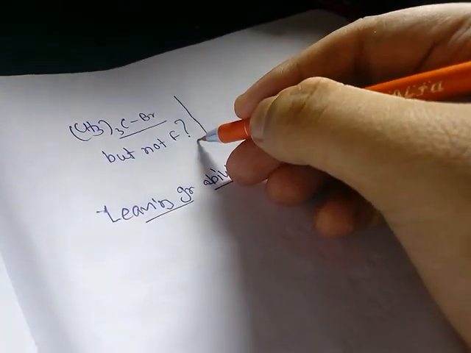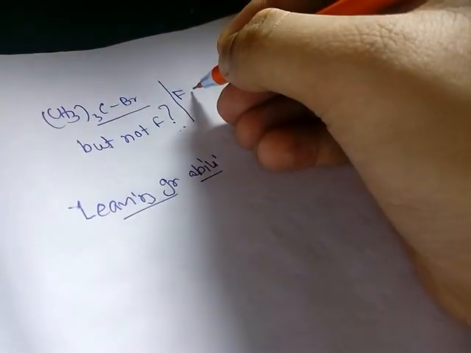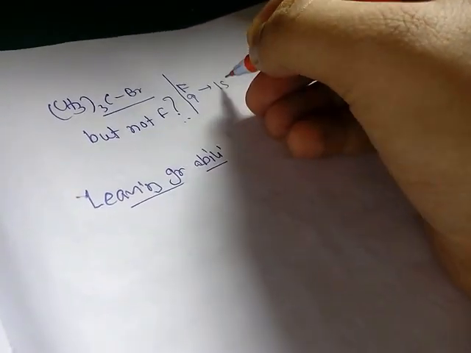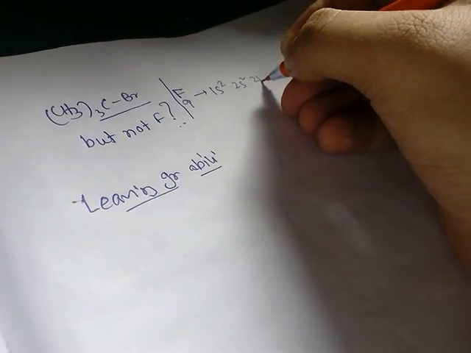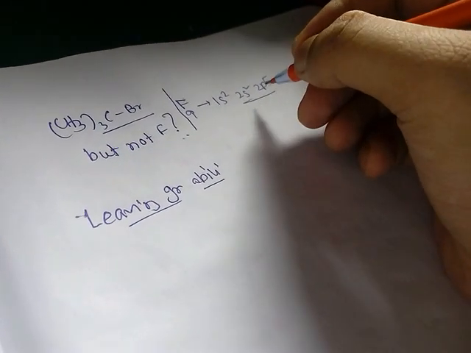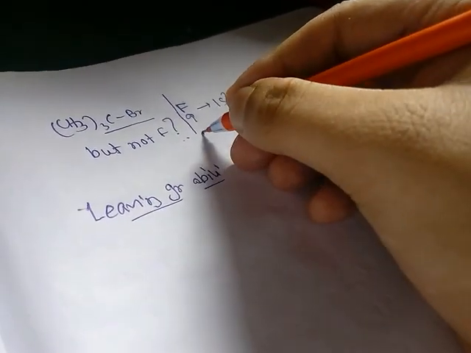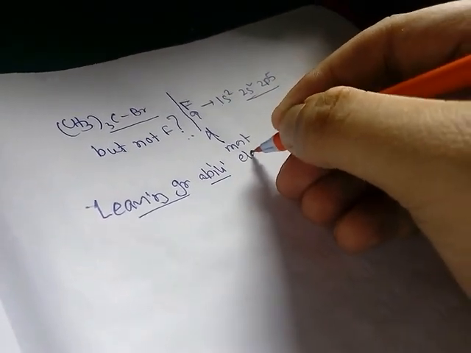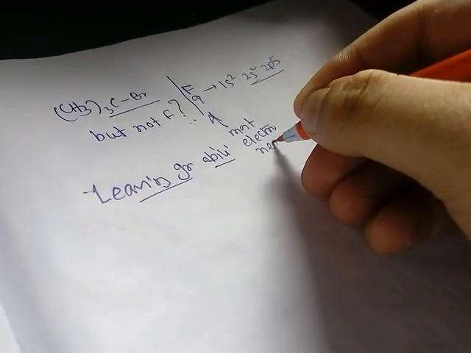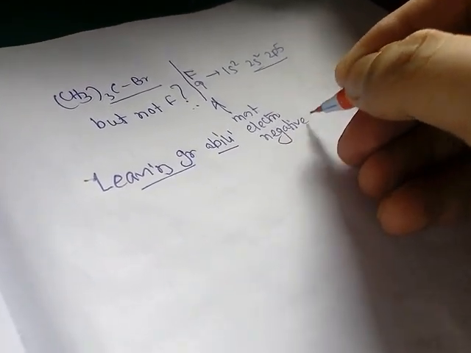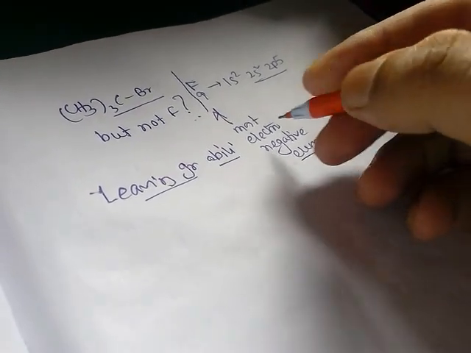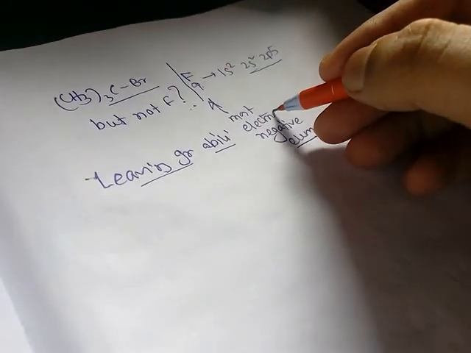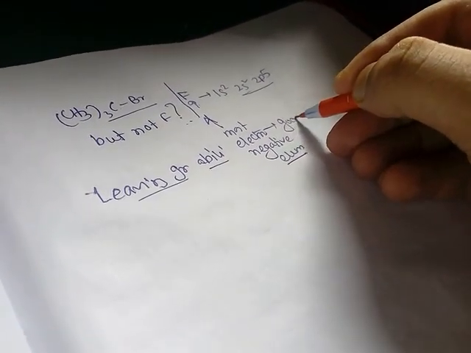Now if we see that the atomic number of fluorine is 9, and the electronic configuration is 1s2 2s2 2p5. Now since fluorine is the most electronegative element among these, hence it cannot be a good leaving group.